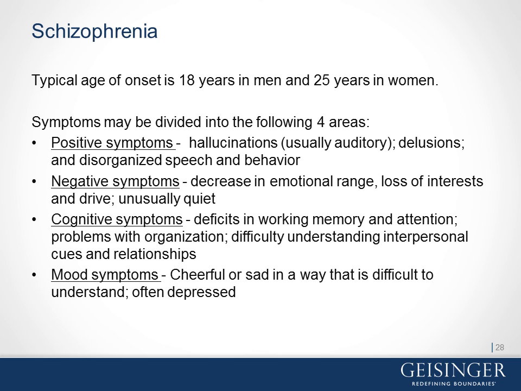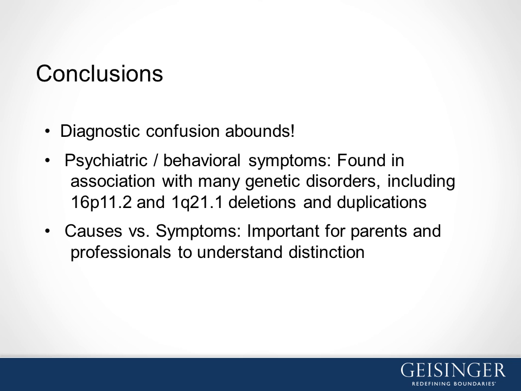So in conclusion, I think what we can say generally about genetic diagnoses in the school setting is that there's a lot of diagnostic confusion. Teachers, therapists, others are equally confused about how genetic diagnoses fit into the other diagnoses that are found in school systems and adult service agencies. So psychiatric and behavioral symptoms are symptom diagnoses, and they're found in association with many genetic disorders, including the 16p11.2 and 1q21.1 deletions and duplications, and other copy number variations, such as other genetic disorders.